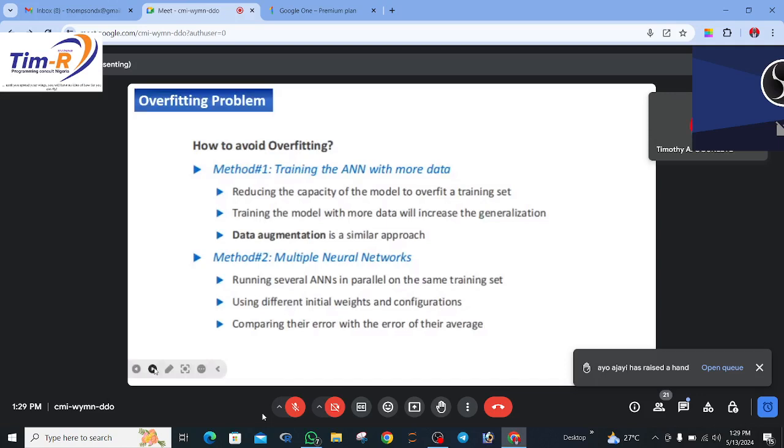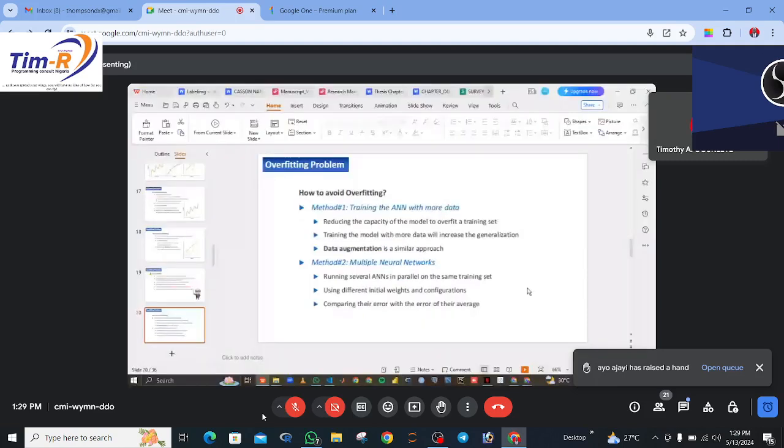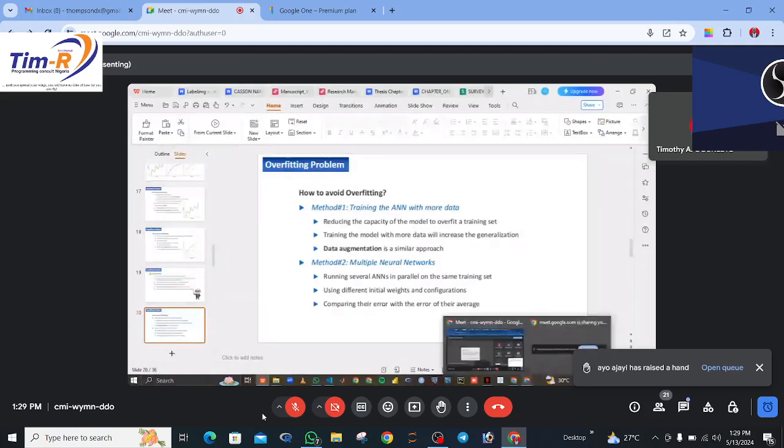Another one is multiple neural networks. Using multiple neural networks can also aid us in averting overfitting, which means running several artificial neural networks in parallel on the same training set, using different initial weights and configurations, and also comparing their error with the error of their average, which will help in the long run. So let's move to the next one.